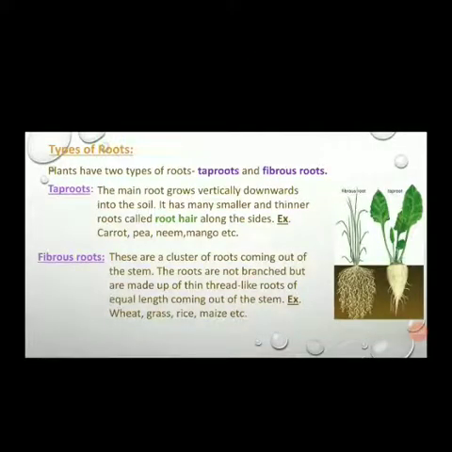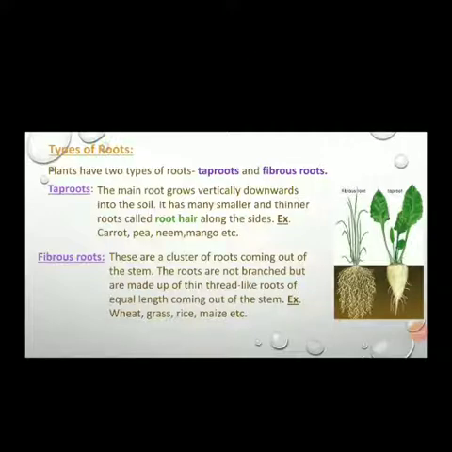Types of roots. Plants have two types of roots, that is taproot and fibrous roots. First, we'll see taproot. In taproot, one main root grows vertically downwards into the soil. Some smaller and thinner lateral roots also arise from it, which are called root hair. We can see these roots in carrot, neem, mango, etc.